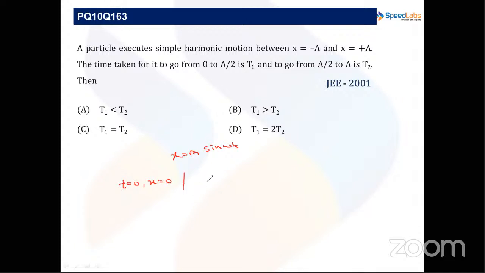Now start putting the values. So put the value of x is equal to a by 2. So what do you get? a by 2 is equal to a sin omega t. So here a cancels out, omega t is 30 degrees, that is pi by 6.